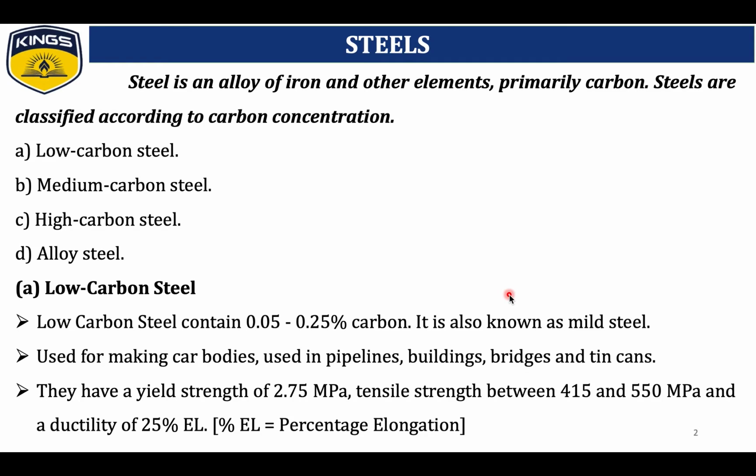Here, this steel, with respect to the other elements, the primary mixture is carbon, and they are classified in a wide area with respect to carbon concentrations. There are four major types of steel: low carbon steel, medium carbon steel, high carbon steel, and alloy steel. Let us discuss one by one.